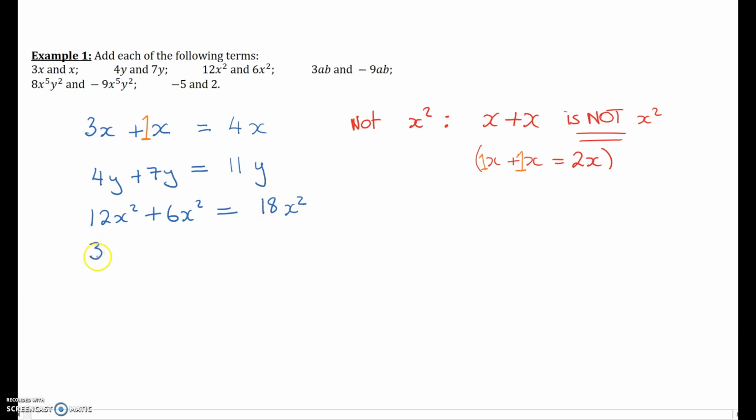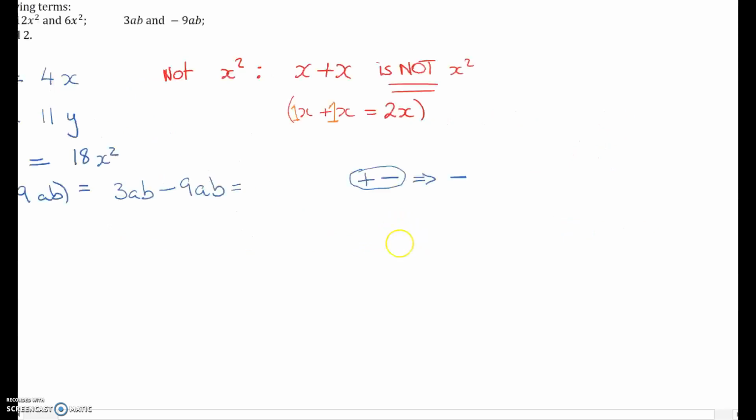Now, 3ab plus negative 9ab. Well, a plus and a minus coming together. A plus followed by a minus, we replace those with just a minus. So a plus and a minus come together, and they become minus. So this becomes 3ab minus 9ab.